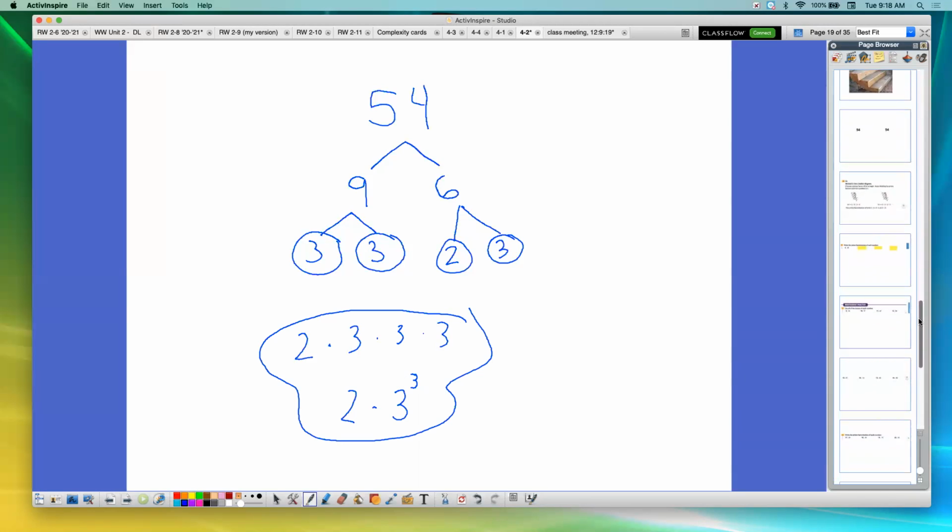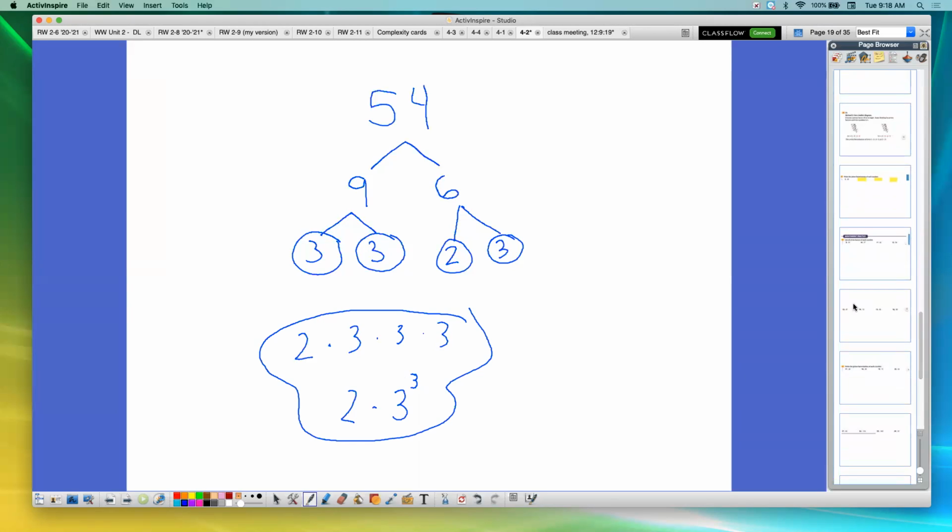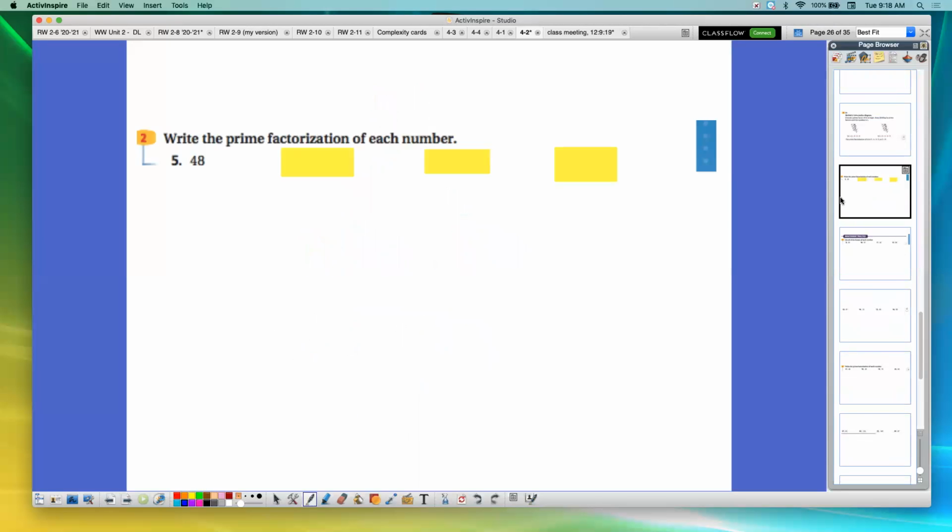All right, we're going to go do a few more together, and then I'm going to let us get started on our own, okay? So I'm going to do one more, and then I'm going to stop the recording, then we'll do a few more together, okay? So let's start with the number 48.